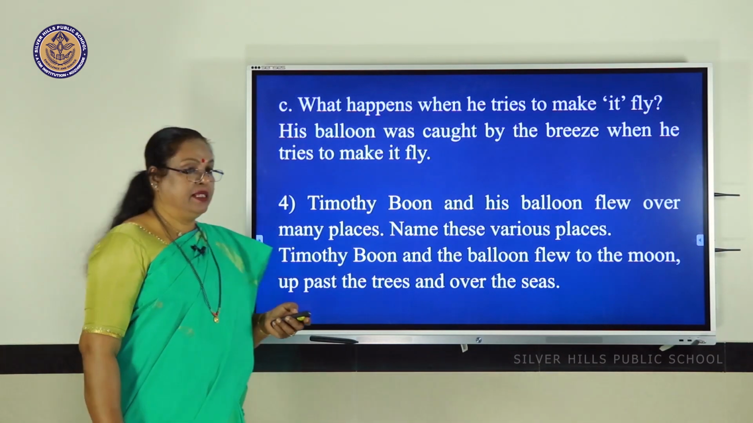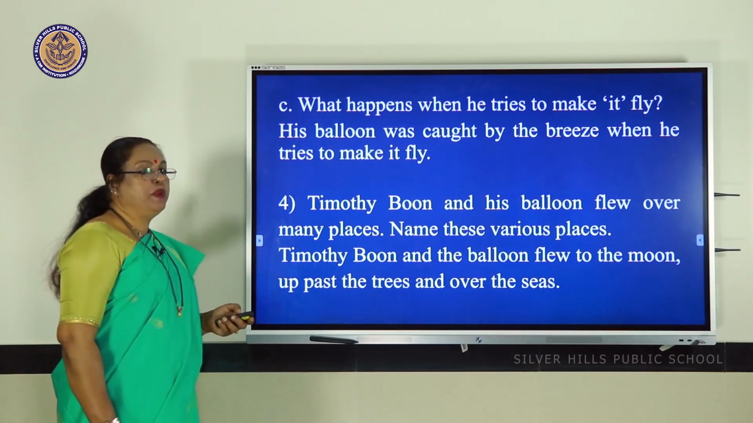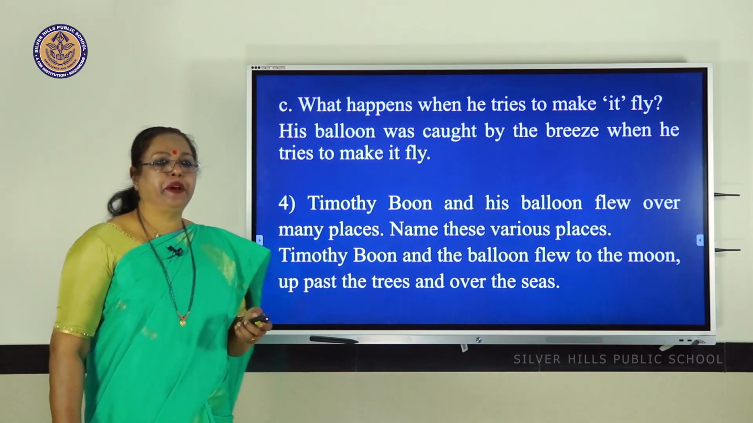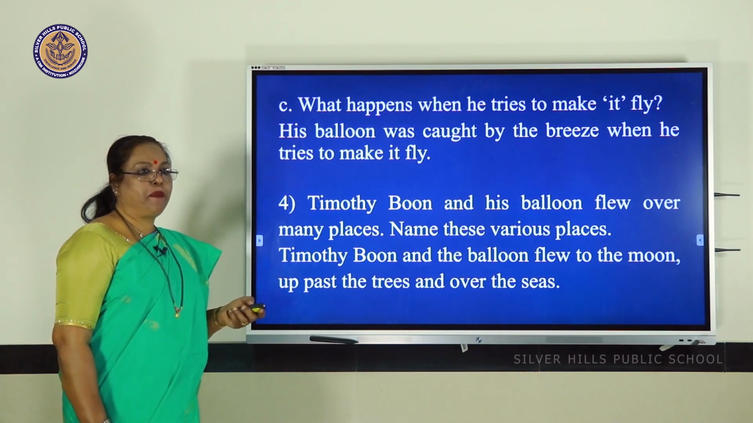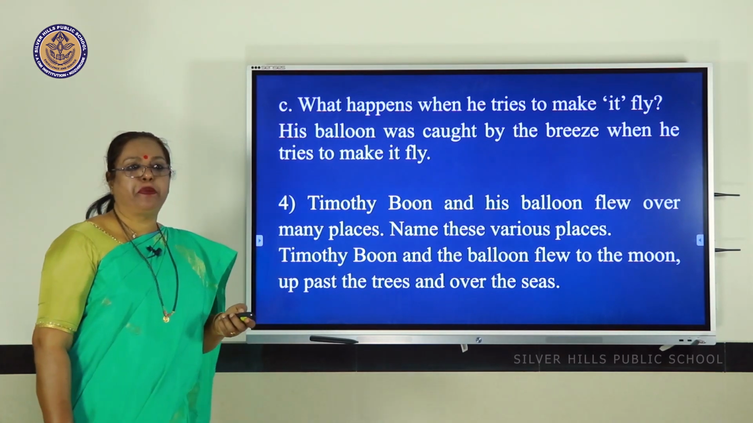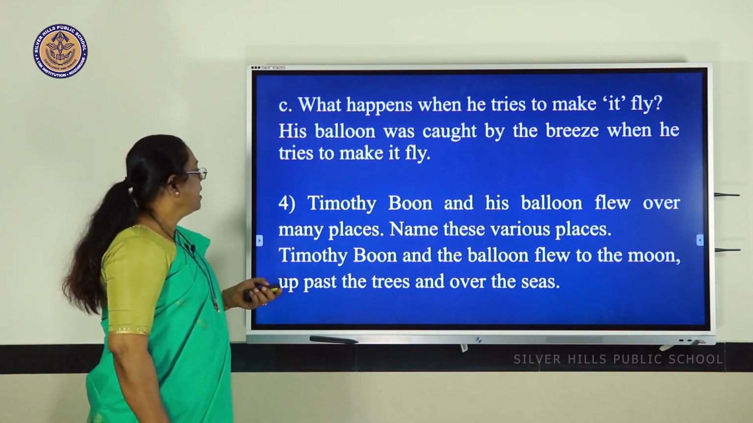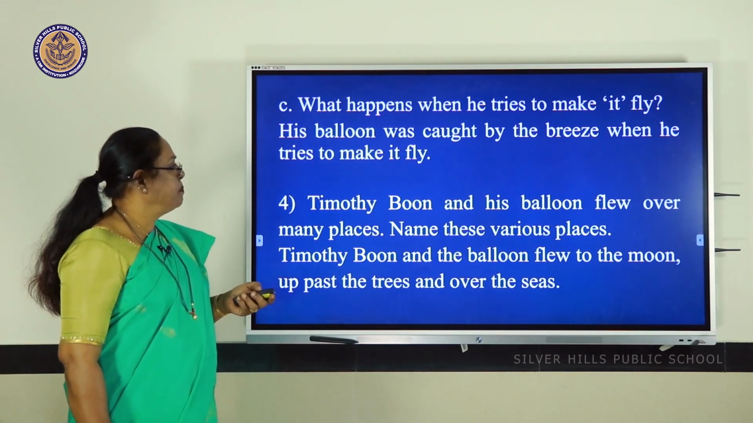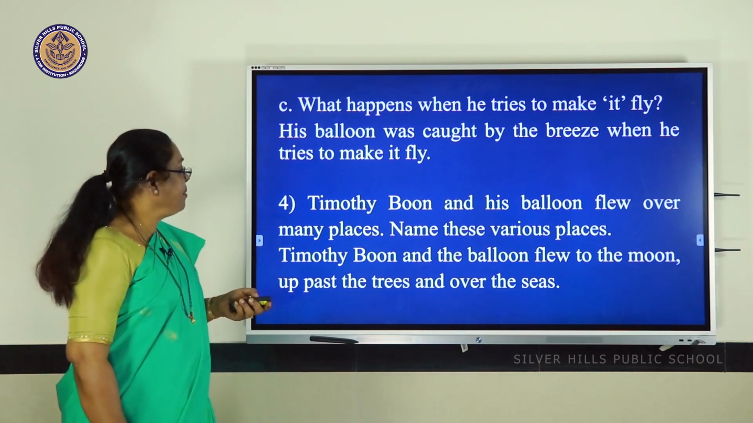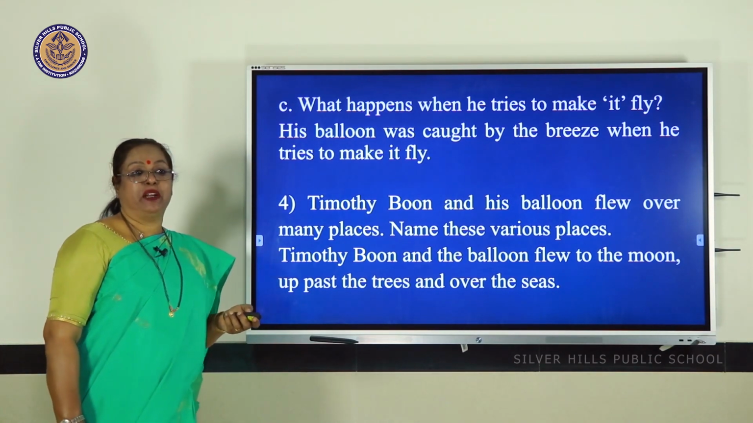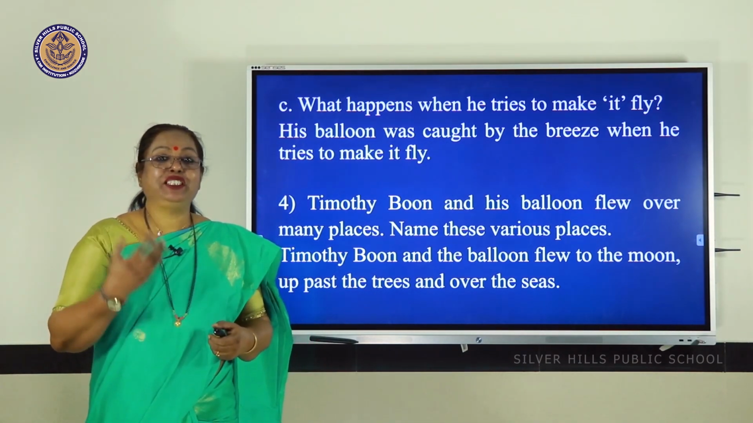Now what happens when he tries to make it fly? His balloon was caught by the breeze when he tried to make it fly. Timothy Boon and his balloon flew over many places. Now name these various places where Timothy traveled while he went up with this balloon.